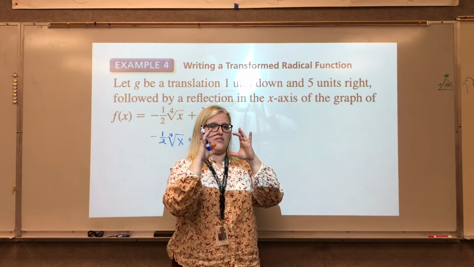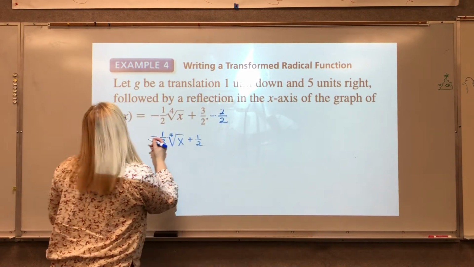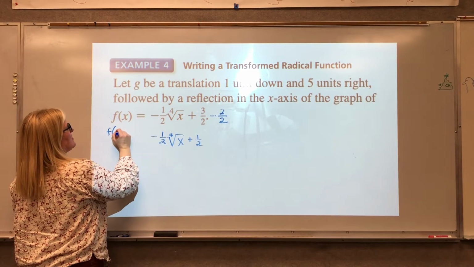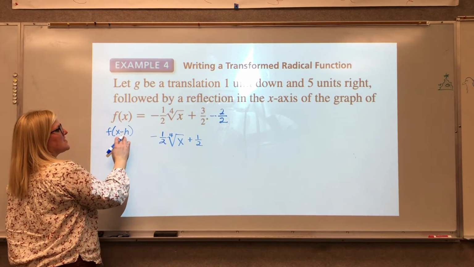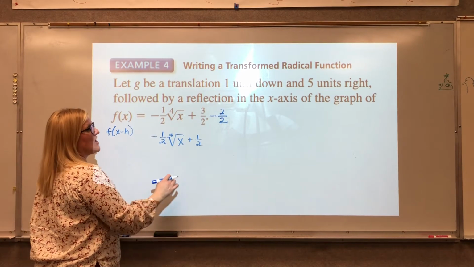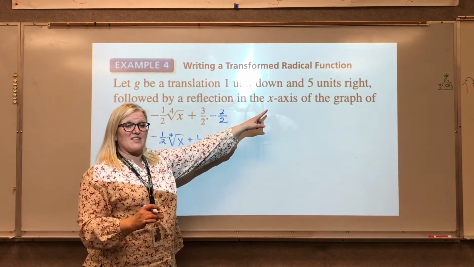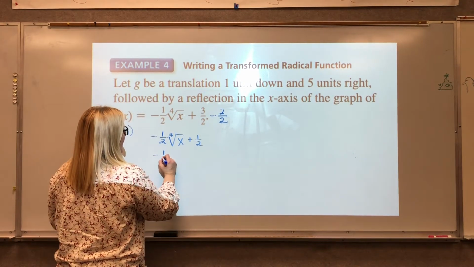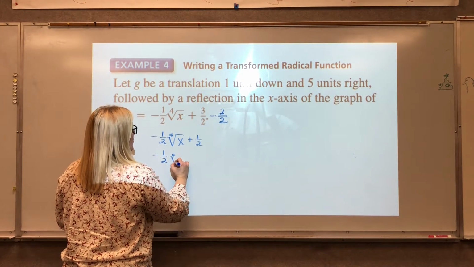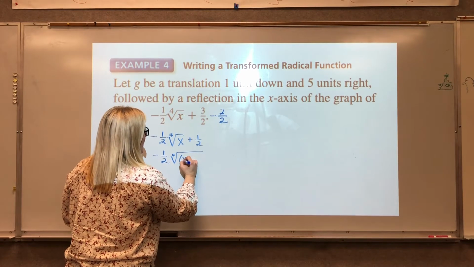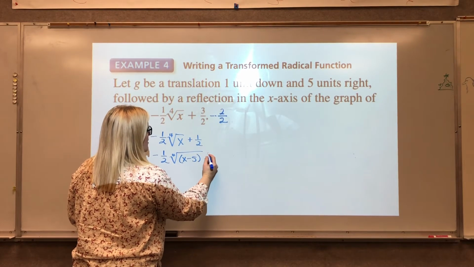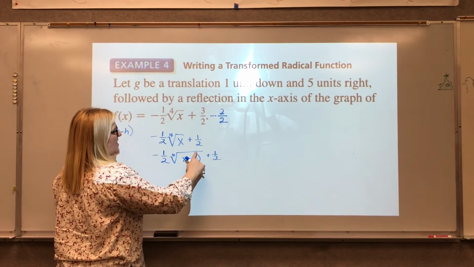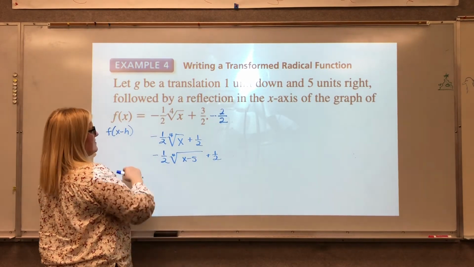And remember, that stays. When we're doing horizontal translations, x minus h takes the place of the x. So if I'm going 5 units to the right, that's going to be x minus 5. So I have negative 1/2 cube root of x minus 5 plus 1/2. Now they probably don't put in parentheses. I just did that so that you could kind of see.